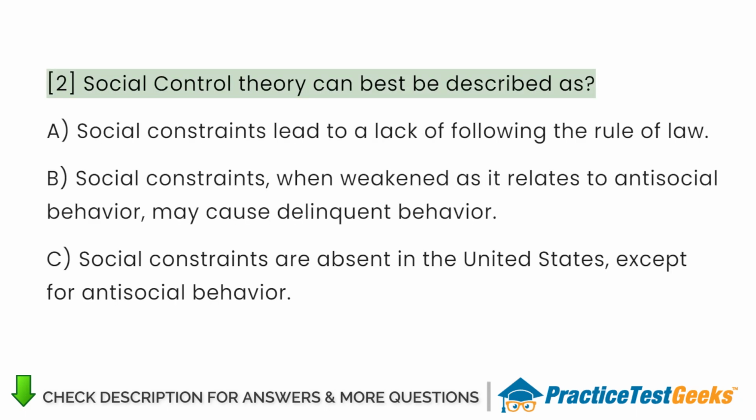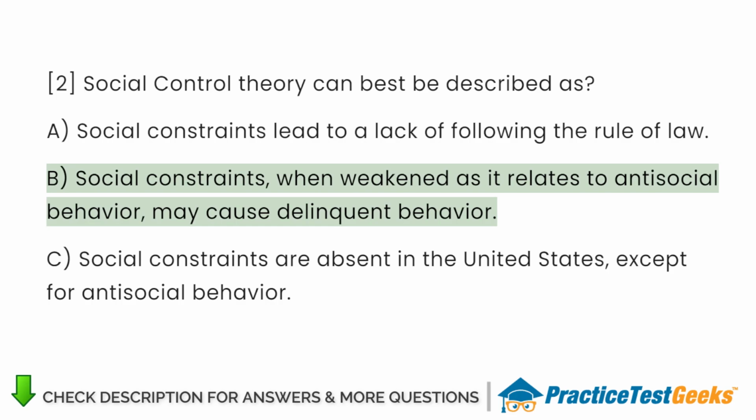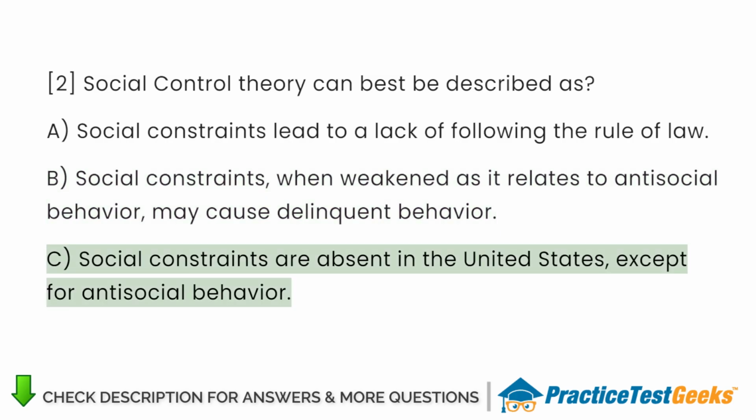Social control theory can best be described as: A. Social constraints lead to a lack of following the rule of law. B. Social constraints, when weakened as it relates to antisocial behavior, may cause delinquent behavior. C. Social constraints are absent in the United States, except for antisocial behavior.